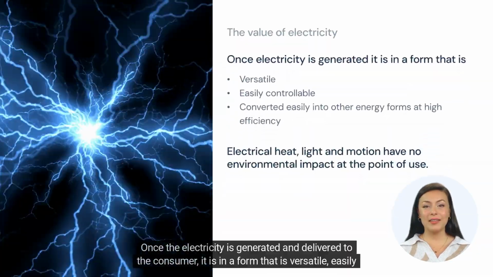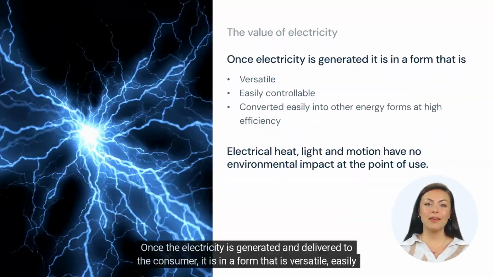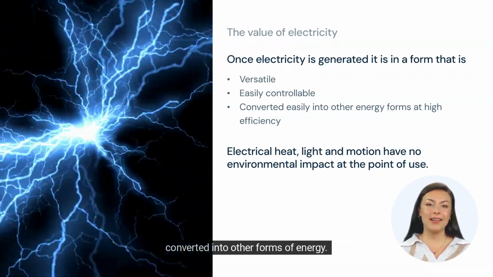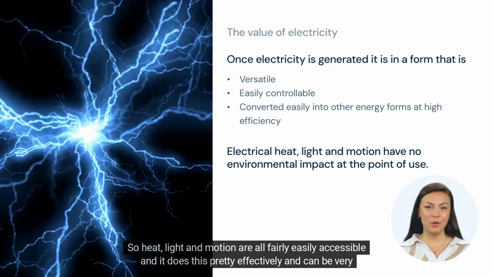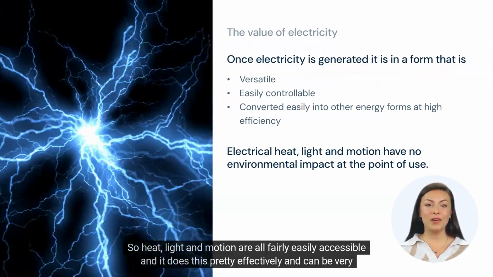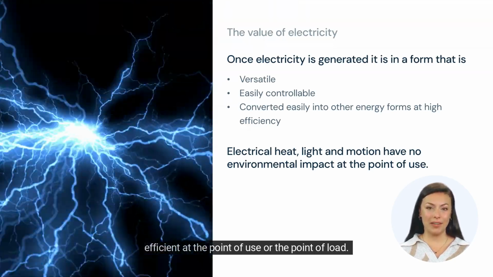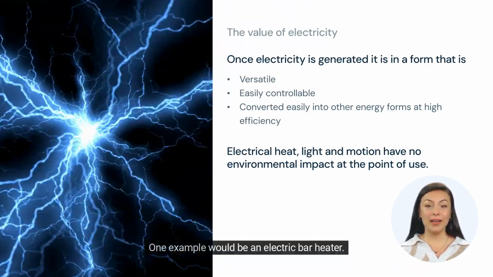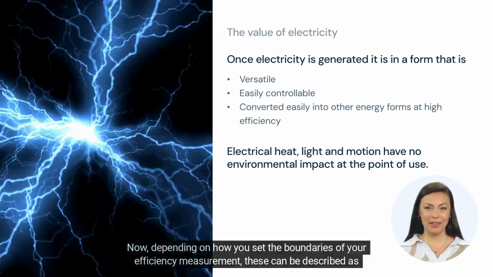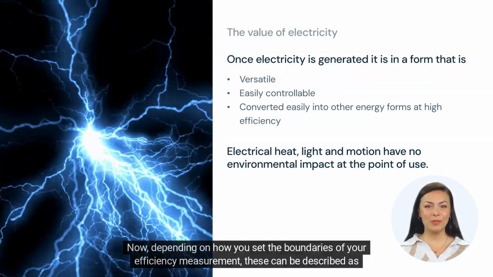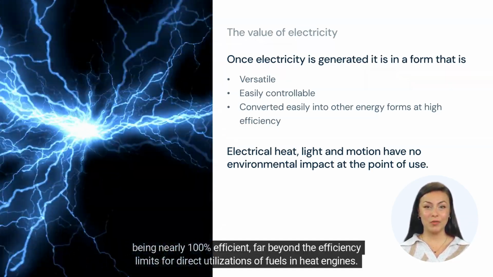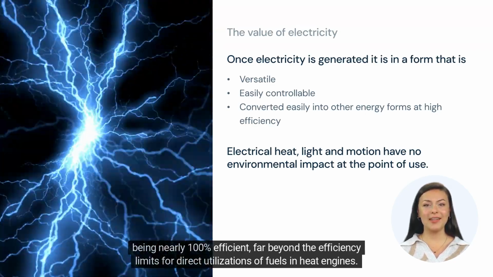Once the electricity is generated and delivered to the consumer, it is in a form that is versatile, easily converted into other forms of energy. So heat, light and motion are all fairly easily accessible, and it does this pretty effectively, and can be very efficient at the point of use, or the point of load. One example would be an electric bar heater. Now, depending on how you set the boundaries of your efficiency measurement, these can be described as being nearly 100% efficient, far beyond the efficiency limits for direct utilizations of fuels in heat engines.